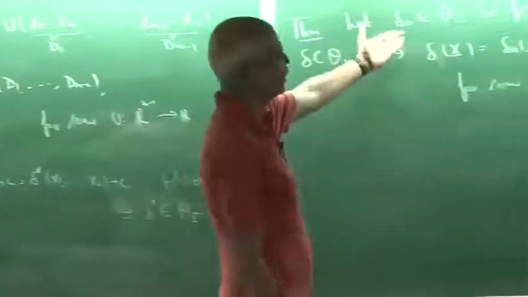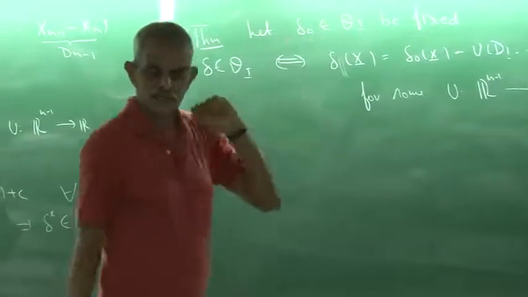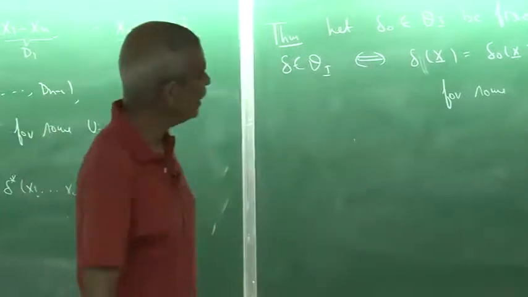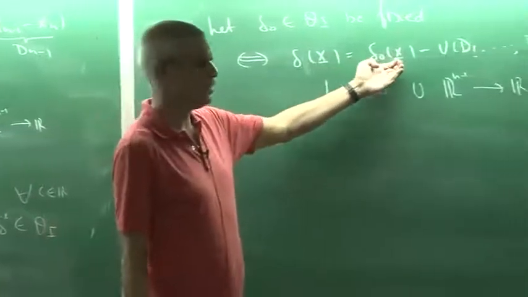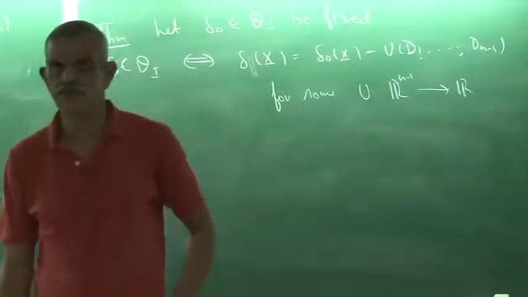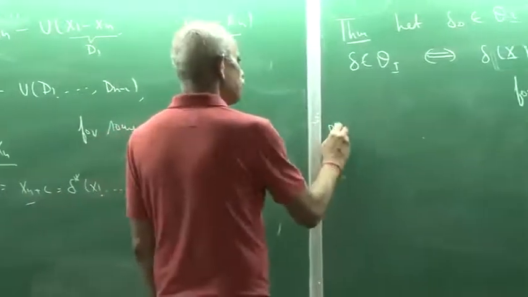So this delta naught you can choose as per your convenience. You choose any delta naught which is invariant, then you can say that any other invariant estimator would be of the type delta naught minus u of d1, d2, dn minus 1. And the proof is straightforward.